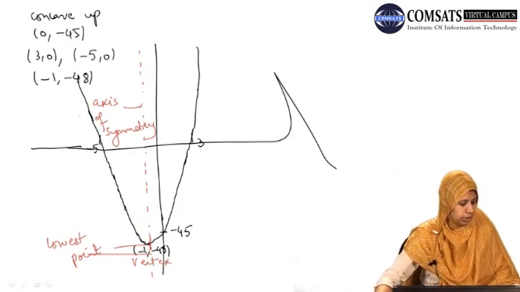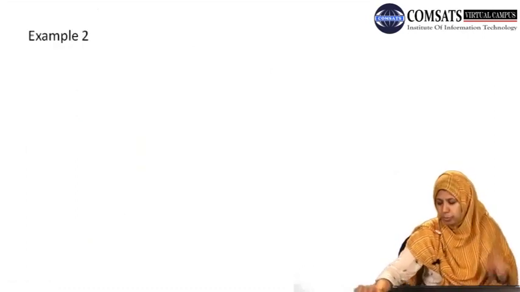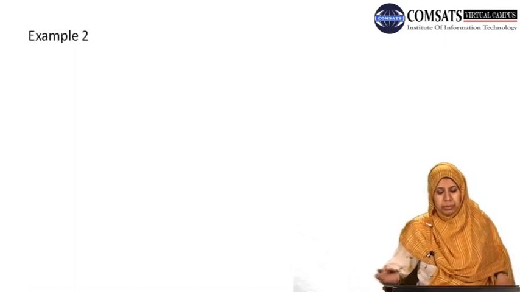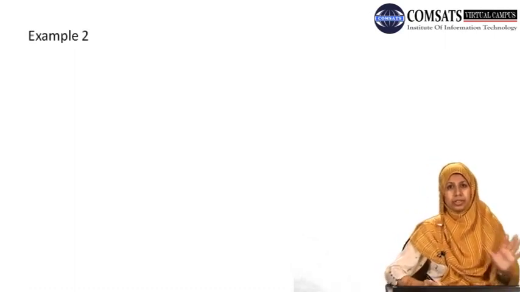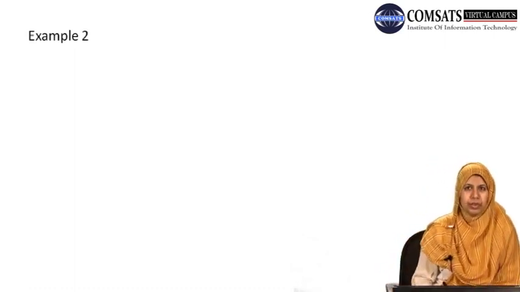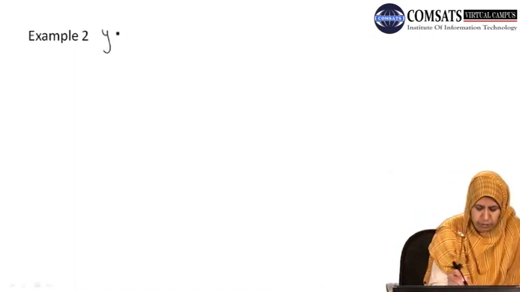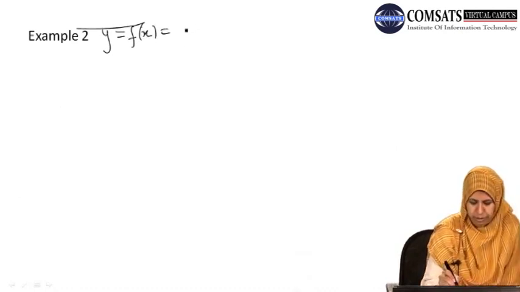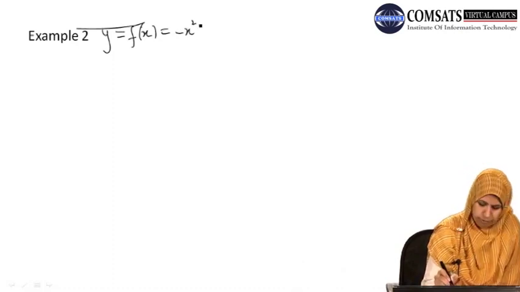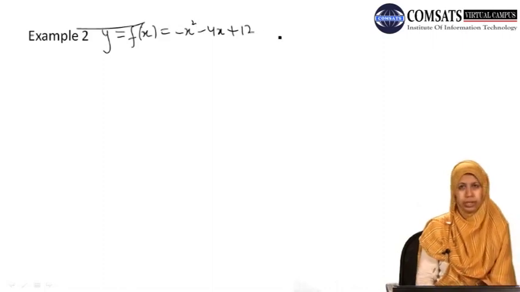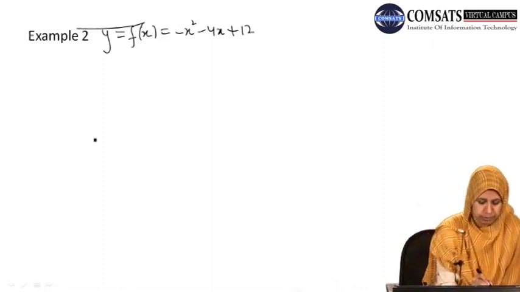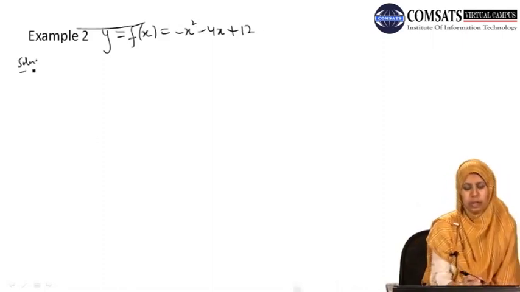Okay, we solve one more example to make things clear, that is, how we can sketch the graph of our parabola. Okay, we have our function y equals f of x equals minus x square minus 4x plus 12.